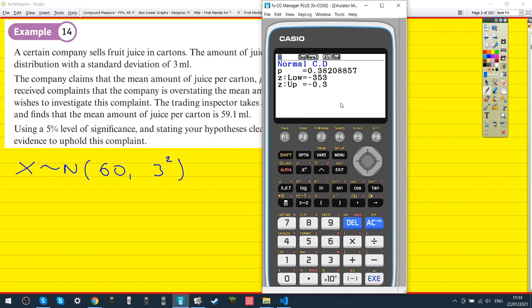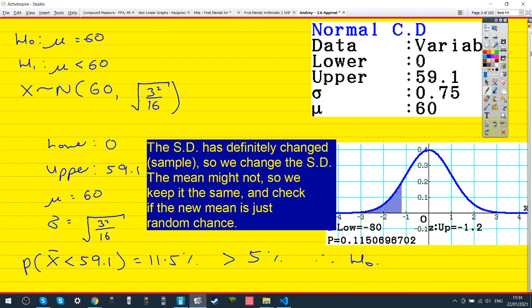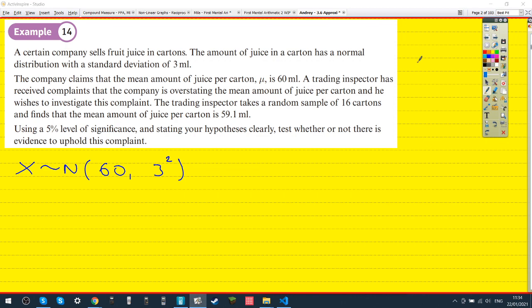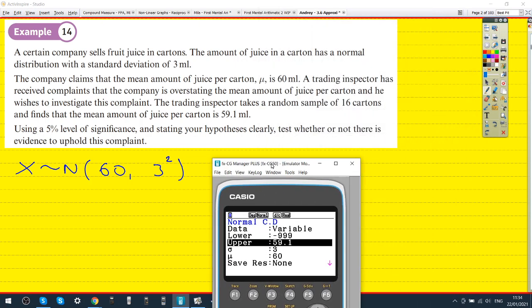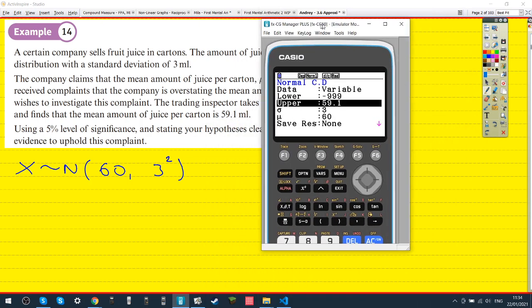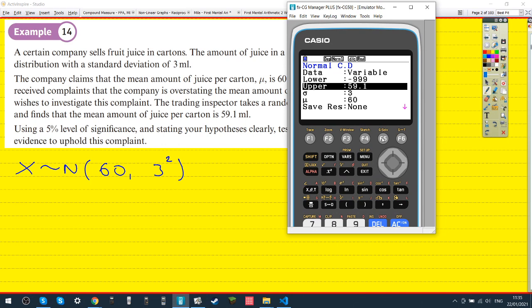If memory serves, that seems wrong. That seems very wrong. Let me see. Standard deviation. Oh, of course, that's why. Sorry, go back. They took a sample of 16 cartons. And so the standard deviation is 3 out of 16. 3 divided by 16.